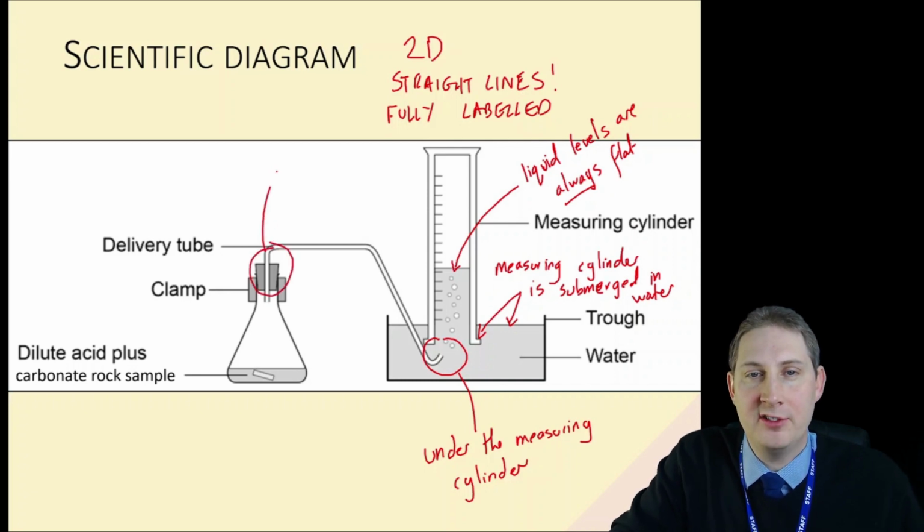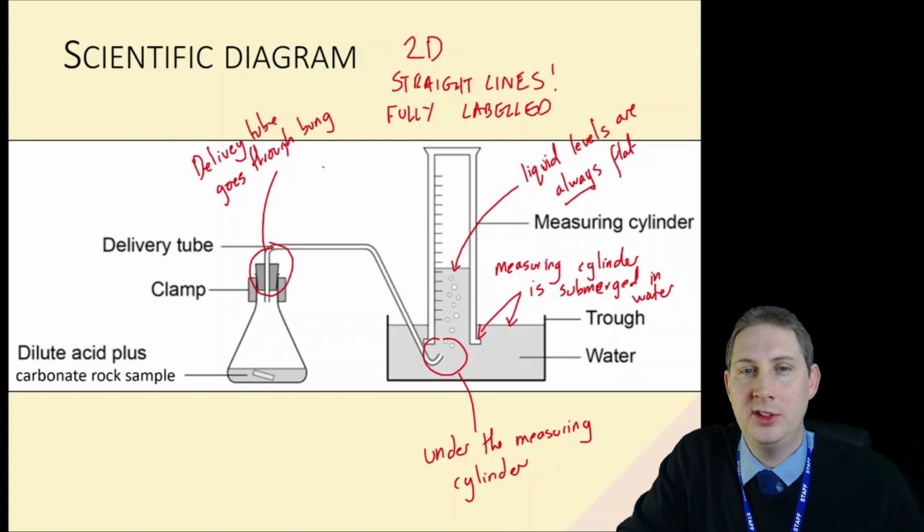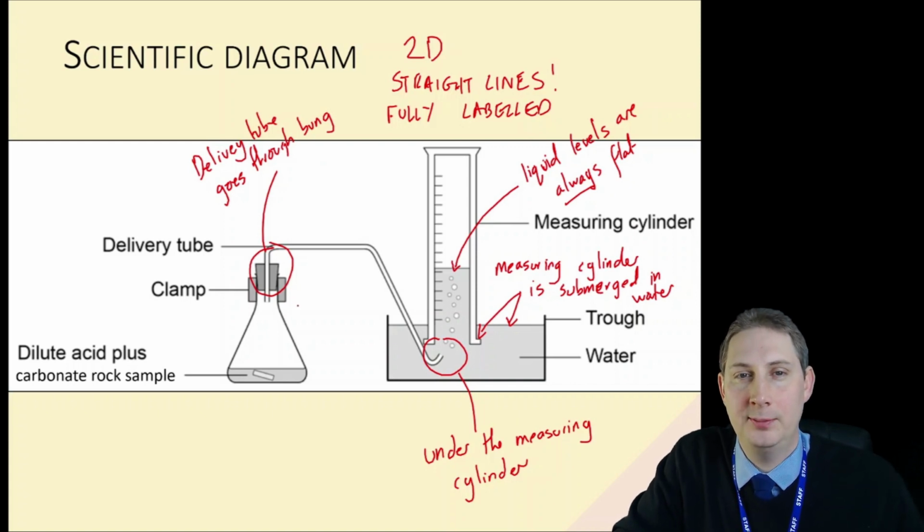Notice that the delivery tube goes through the bung. Loads of you had a solid bung, which of course wouldn't let any gas out. You need to make sure that the delivery tube goes through the bung.